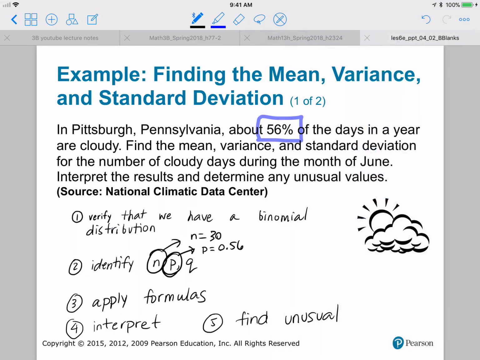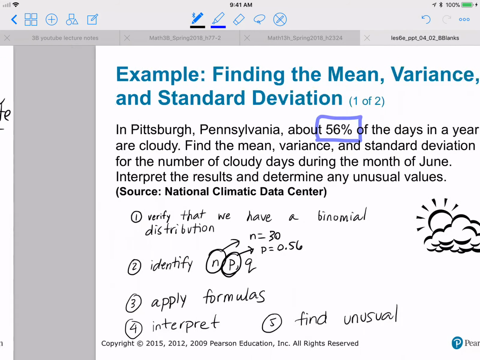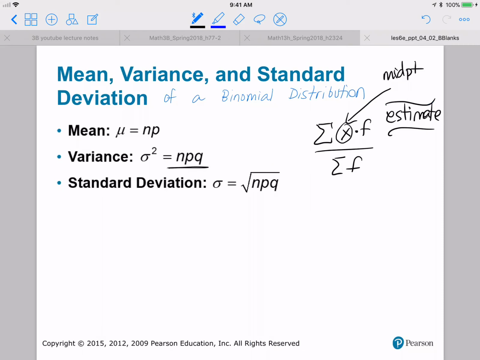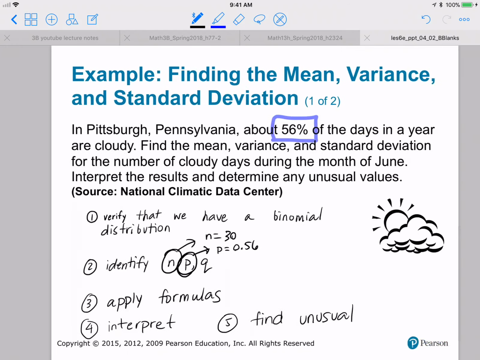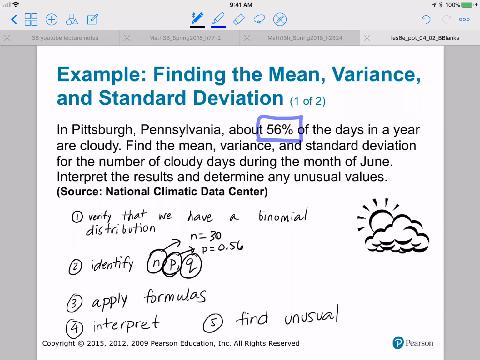And because our formulas involve N, P, and Q, we will need Q. What is Q? If you recall, Q is the probability of failure. Q is 1 minus P. So let me put that here. Q is 1 minus P. It's the probability of failure. So if the probability of success is 56%, the probability of failure is going to be 1 minus 0.56, which is going to be 0.44. Okay.